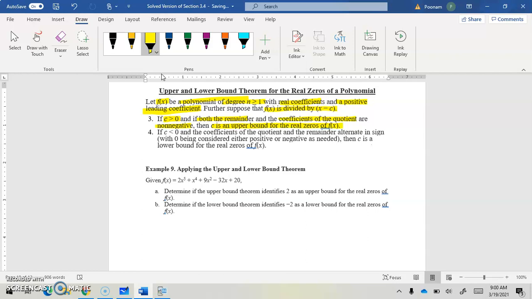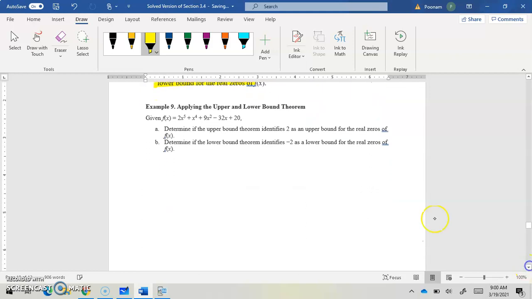On the other hand, if c is negative and the coefficients of the quotient and the remainder alternate in sign, with 0 being considered either positive or negative as needed, then c is called the lower bound of the real zeros for the function. Let's use it and then check how it applies.